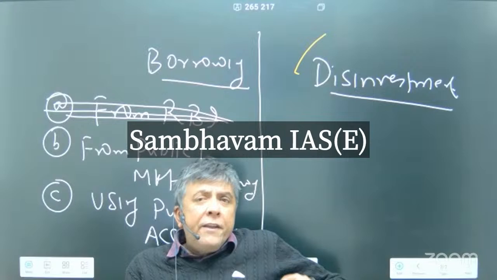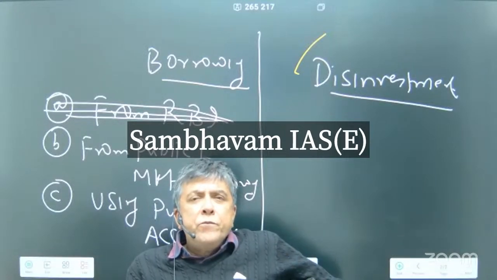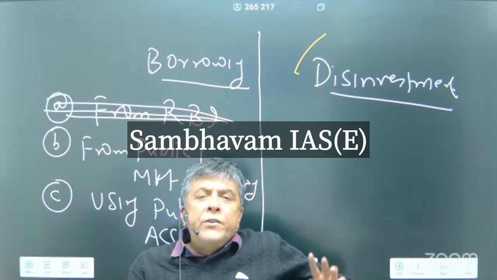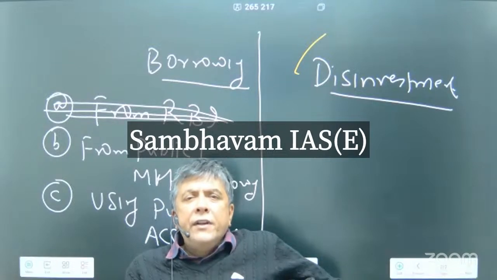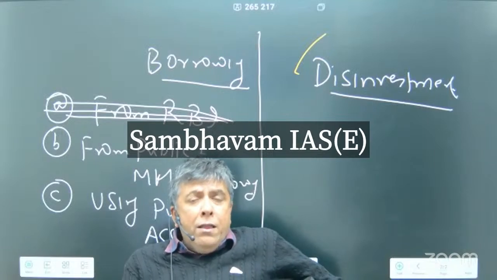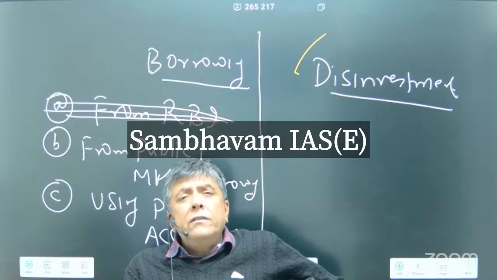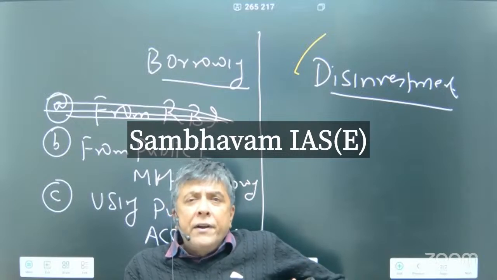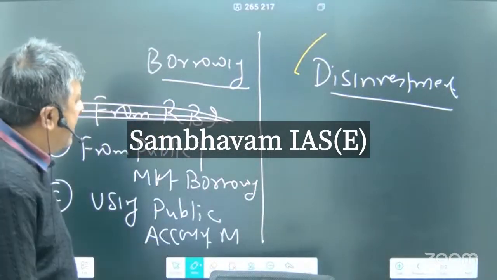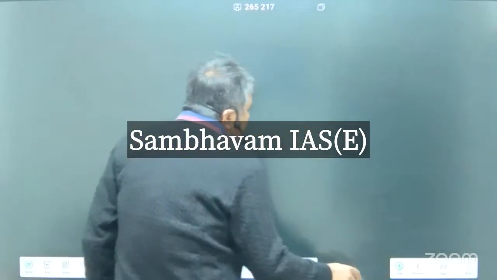Borrowing from RBI is a part of monetary policy. Borrowing from the market is a part of fiscal policy. I repeat the sentence again. Borrowing from RBI is a part of monetary policy. Borrowing from the market is a part of fiscal policy. And these two have a link with the next chapter, that is called inflation.